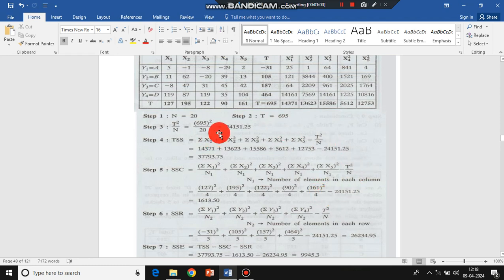So T squared by n is 24,151.25. That's what is here. If you find the answer for this particular long expression, you will get 1613.50.